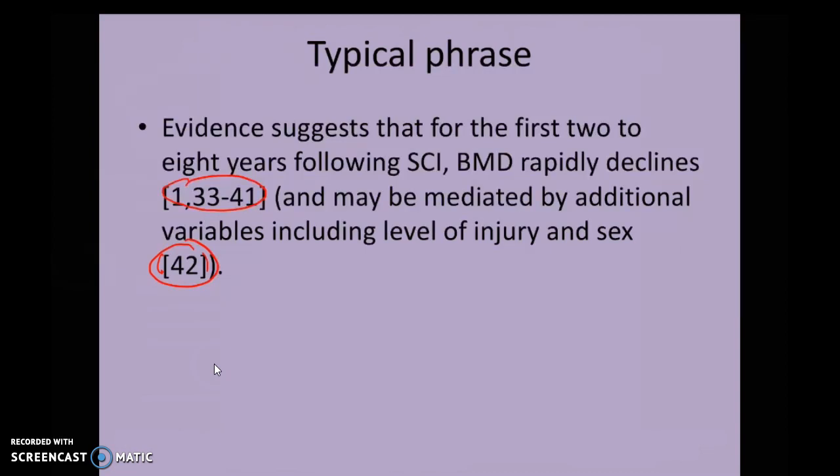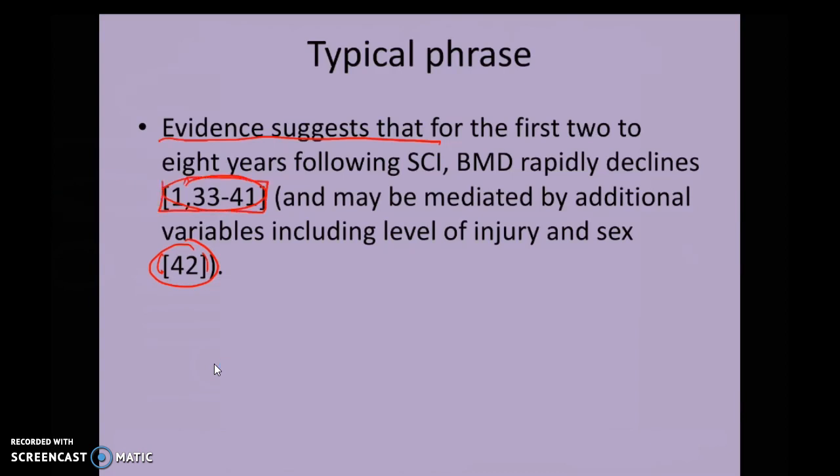So evidence suggests that for the first 2 to 8 years following SCI, VND rapidly declines and may be mediated by additional variables, including level of injury and sex. So this phrase here, evidence suggests that. That's a common way to clearly indicate to your reader, hey, here I'm looking at other people's work. But you're still staying neutral in the sense that you're not saying according to Johnson and Smith and Anderson and all these different people. You're just saying evidence suggests, and then you look at the citation, you have number 1 and 33 to 41.